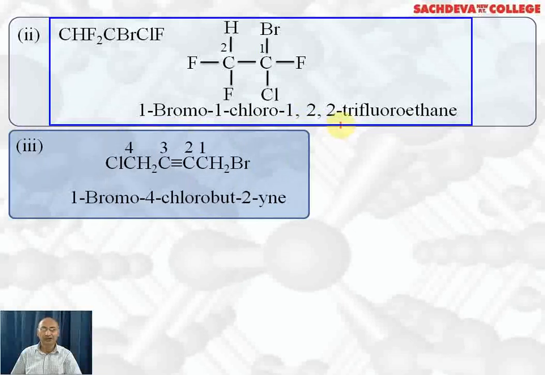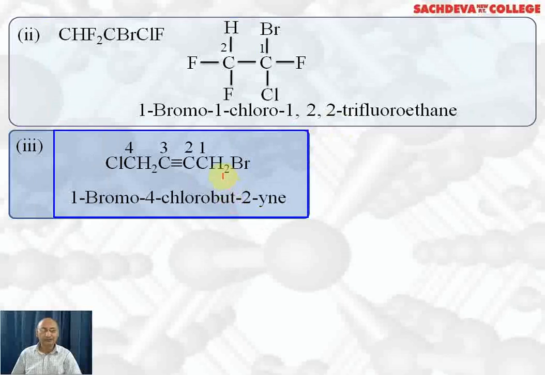Groups are written alphabetically. In this compound, counting will start from this side. Bromo should be preferred over chloro. Triple bond is getting number 2, 3, 4. So 1-bromo, 4-chloro, but-2-yne. Whenever there is a triple bond, the suffix is y and e.